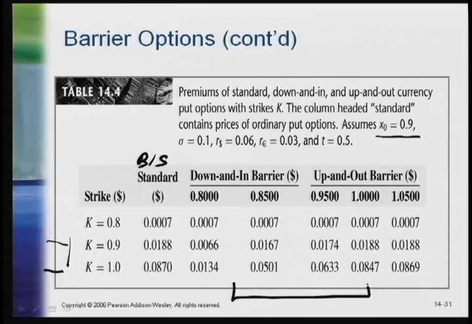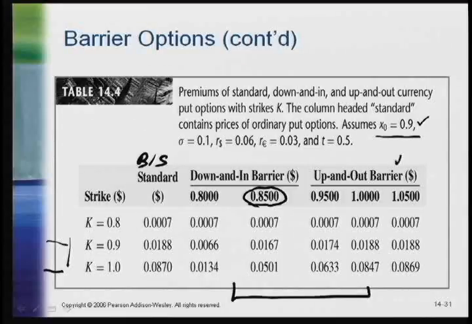However, we can look at the patterns of prices. So we can see that, for example, with a barrier of 85, what this basically says, this is a down and in. The exchange rate is currently 90 cents. And this put option only has effect if the exchange rate hits 85 cents sometime before expiry. That's what it means by down and in.